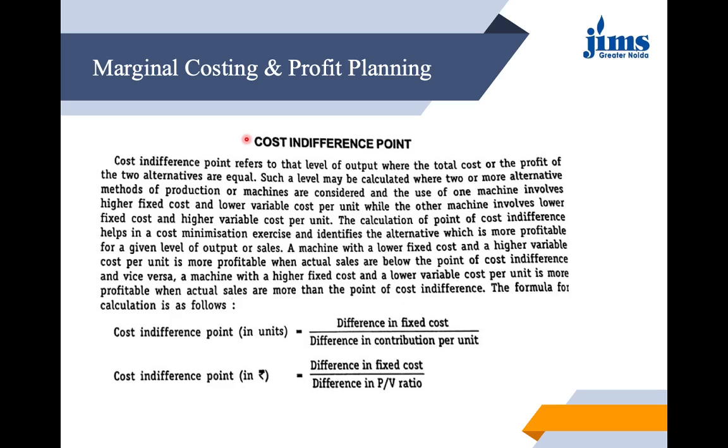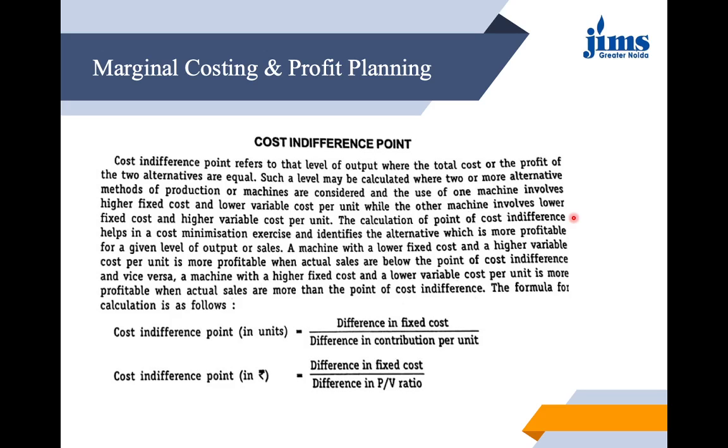And such a level may be calculated when two or more alternative methods of production or machines are considered, and use of one machine involves a higher fixed cost and a lower variable cost per unit, while the other machine involves lower fixed cost and a higher variable cost per unit. The calculation of point of cost indifference helps in a cost minimization exercise, and it identifies the alternative which is more profitable for a given level of output or sales.